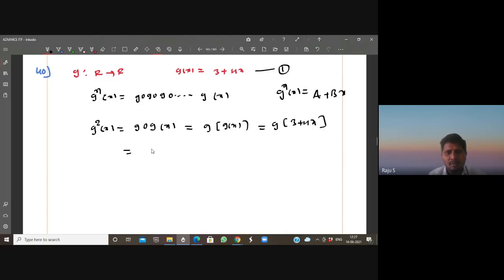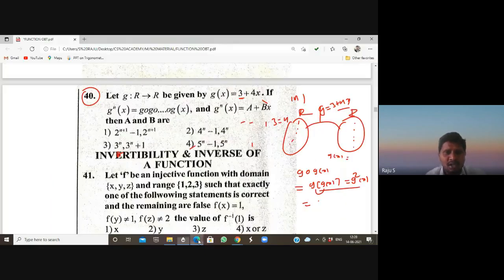This is clearly equal to, again if you see here, this is the x value. The x value is 3 plus 4x. Now in place of x, you can take 3 plus 4x. Then we are going to get 3 plus 4 into 3 plus 4x. So this is equal to 3 plus 12 plus 16x, nothing but 15 plus 16x.